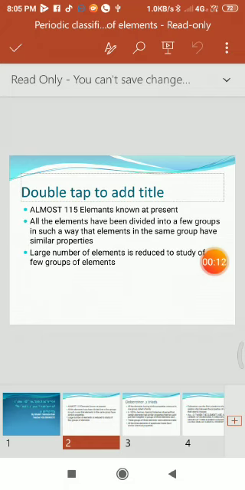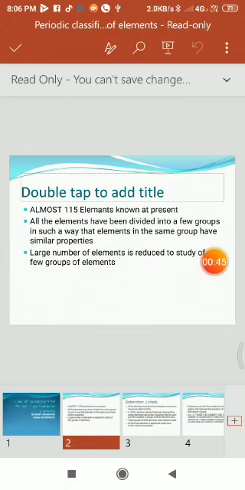There are almost 115 elements known at present, and it is very difficult to study the properties of all these elements separately. So all the elements have been divided into a few groups in such a way that elements in the same group, having the same properties, are put in one group. In this way, the study of a large number of elements is reduced to the study of a few groups of elements. This is the reason for the periodic classification of elements.